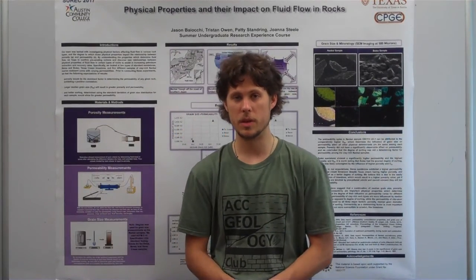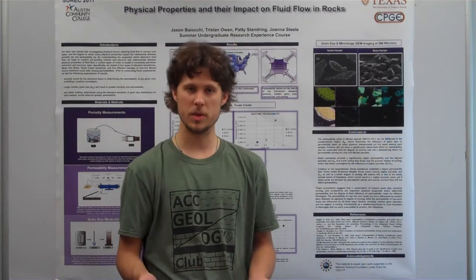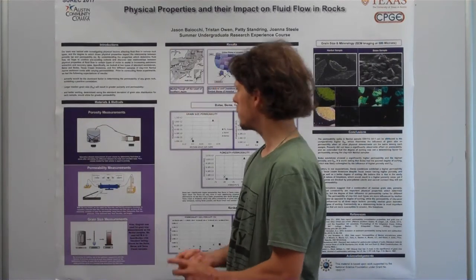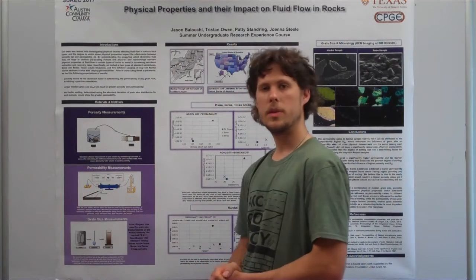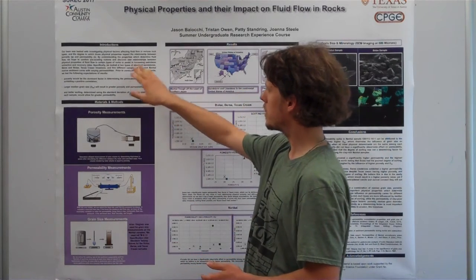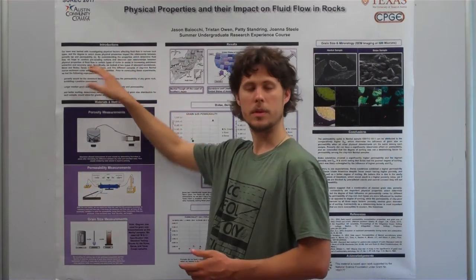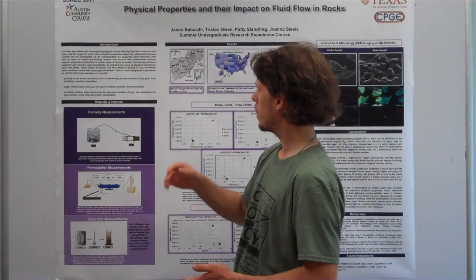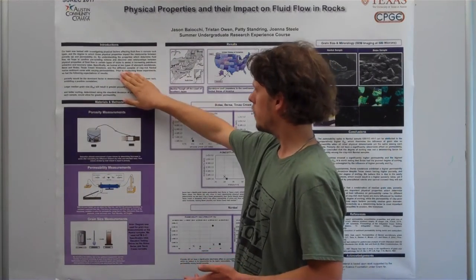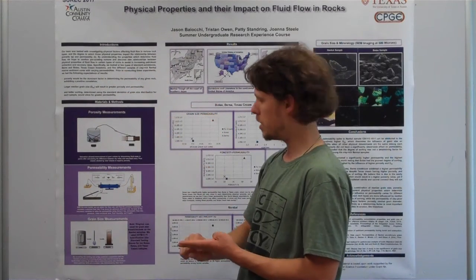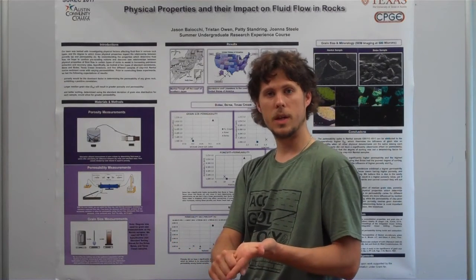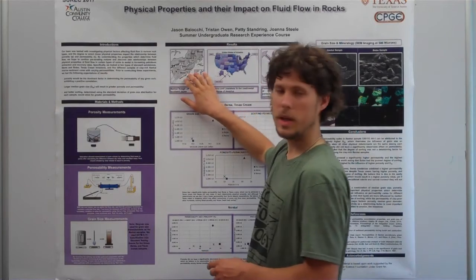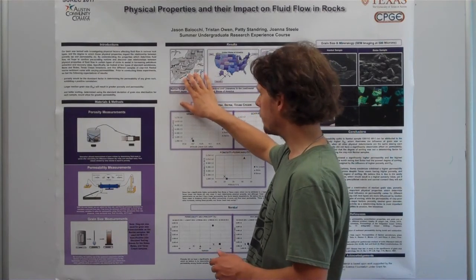I am an ACC student participant in the Summer Undergraduate Research Experience course here at the Petroleum Engineering Department at UT Austin. This summer, my team and I were tasked with studying the physical characteristics that affect fluid flow in rocks, particularly porosity and permeability. Now, we were given 4 different rocks to look at, 2 sandstones and a limestone, both of those from the continental United States, as well as marine sediments that we gathered from the south coast of Japan.